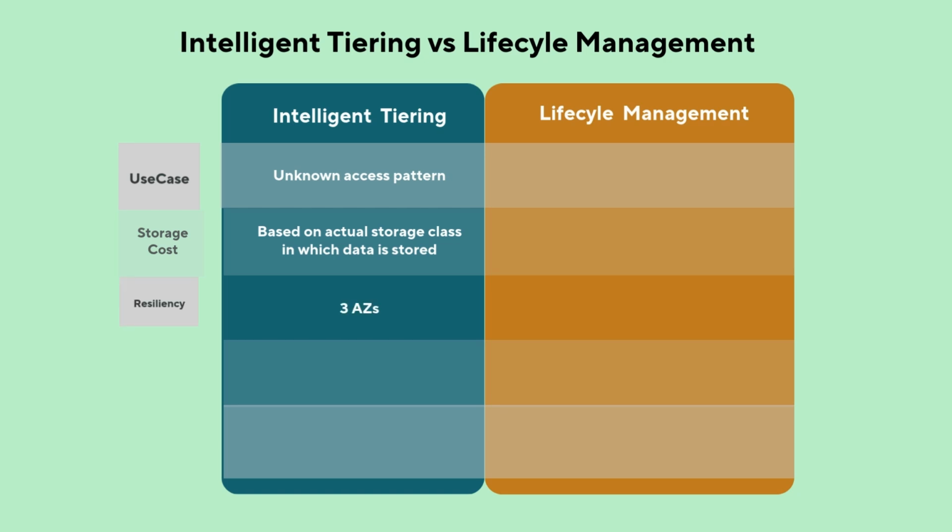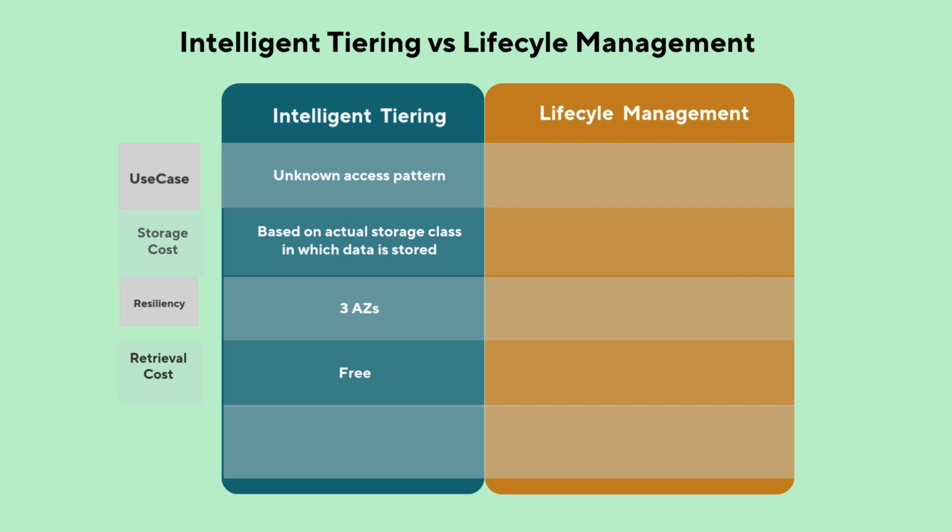The data is mostly stored in 3 availability zones, so there is no problem on the resiliency part. The retrieval cost, here is a great thing, it is free. Even if your data is stored in standard infrequent access, or even if it is stored in Glacier Instant Retrieval, the retrieval is still free.